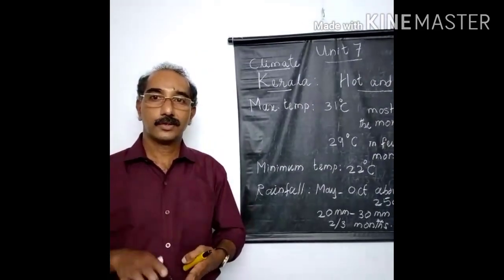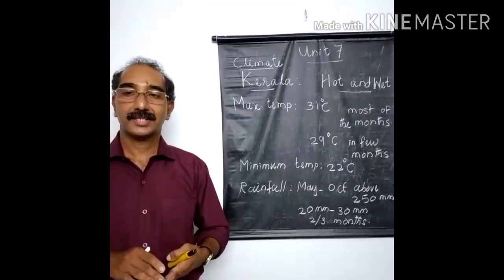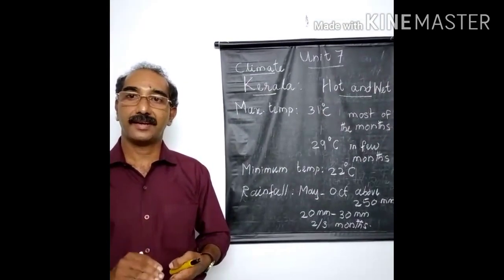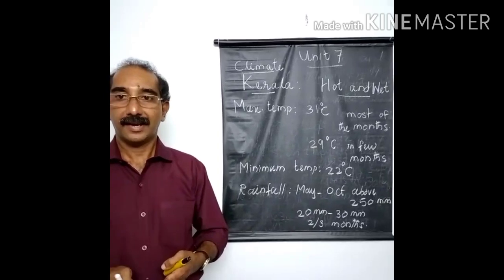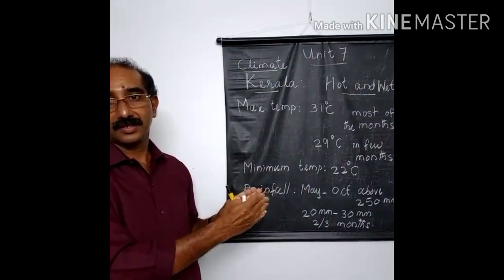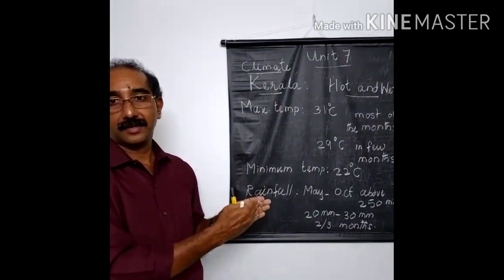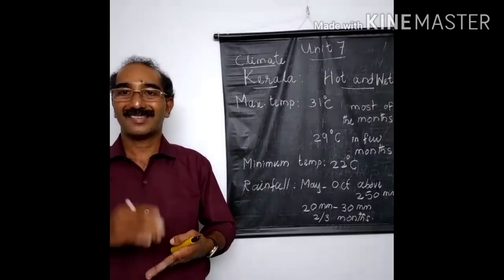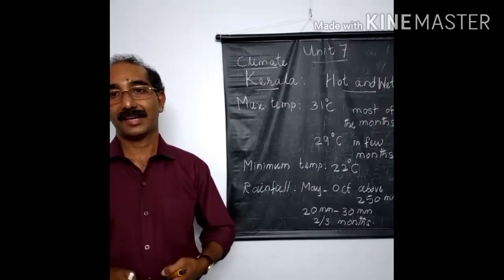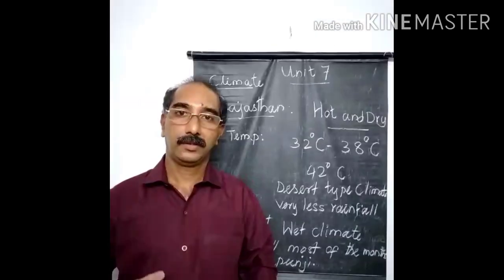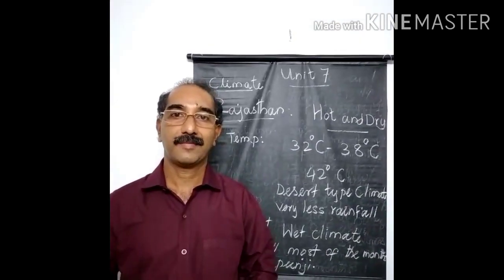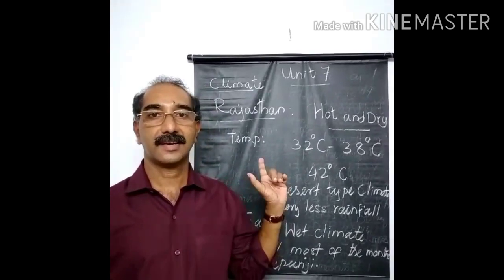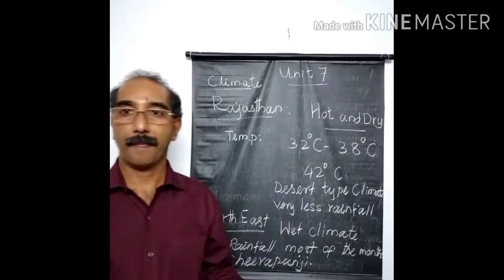Now we can see two more types of climate, that is hot and dry climate and wet climate. I will show some charts, some diagrams, some data, and will explain what the hot and dry climate and wet climate are. Let us talk about the remaining two types of climate, prevailing in Rajasthan and our northeast India.